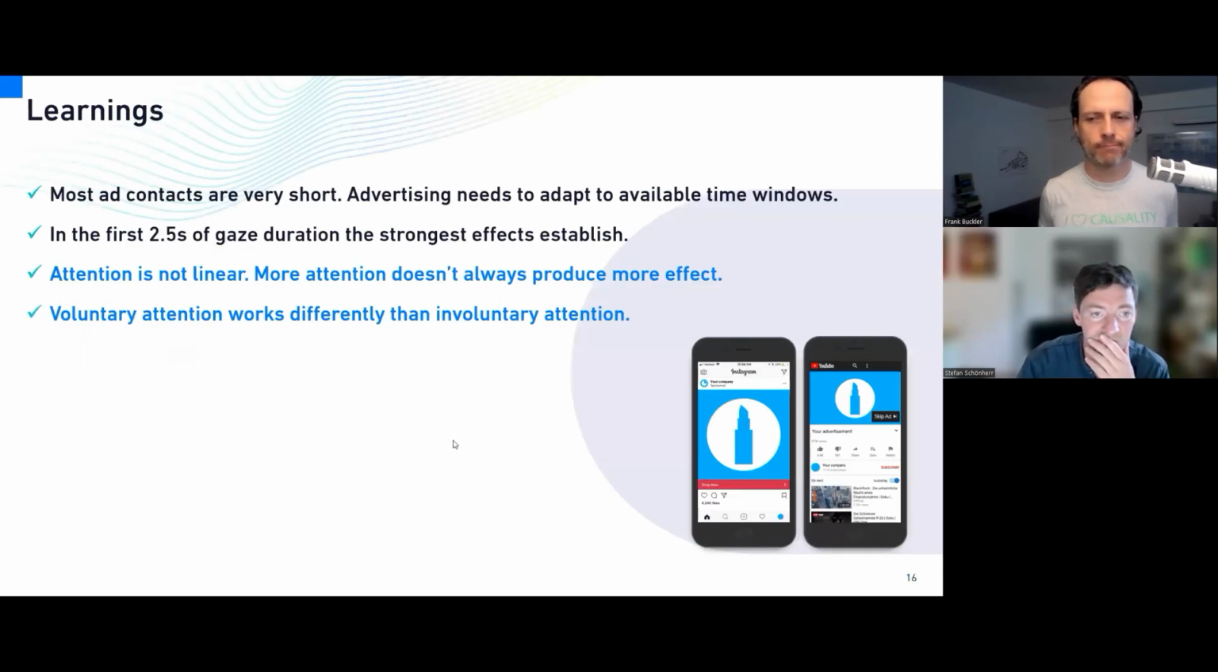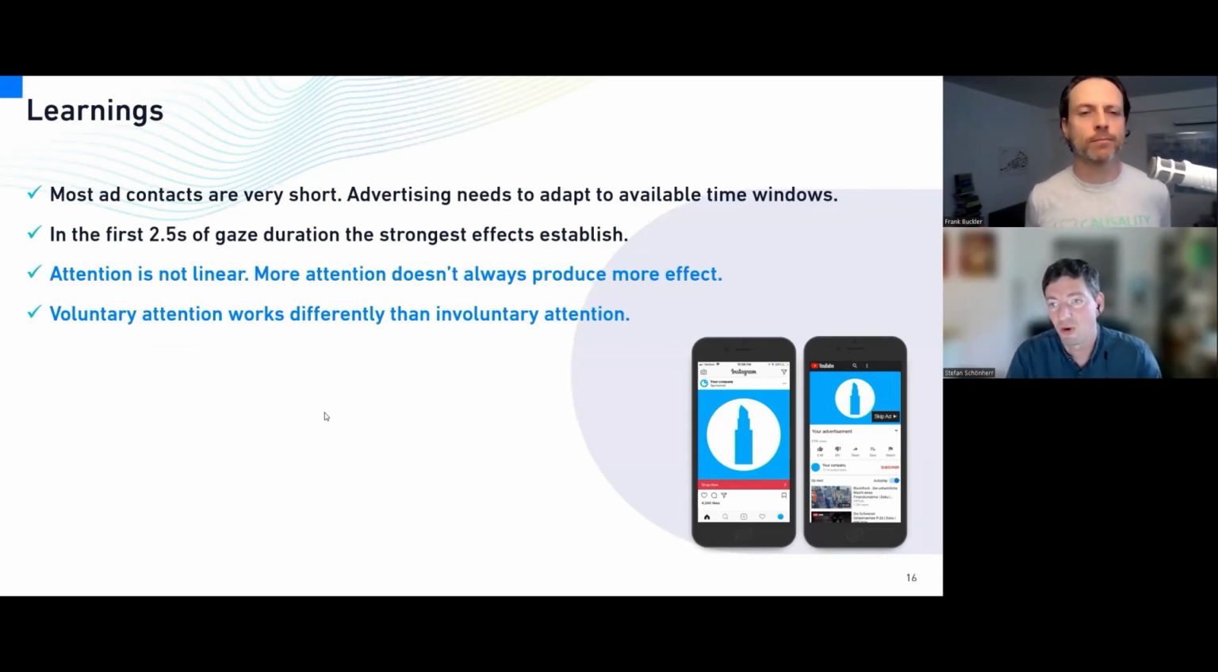All right, for this case, what we've seen again is that attention is not linear. More attention does not always produce more effect. In this case, even worse, more attention leads to less effect. And yeah, voluntary attention is a very different thing from forced exposure, what we've learned.